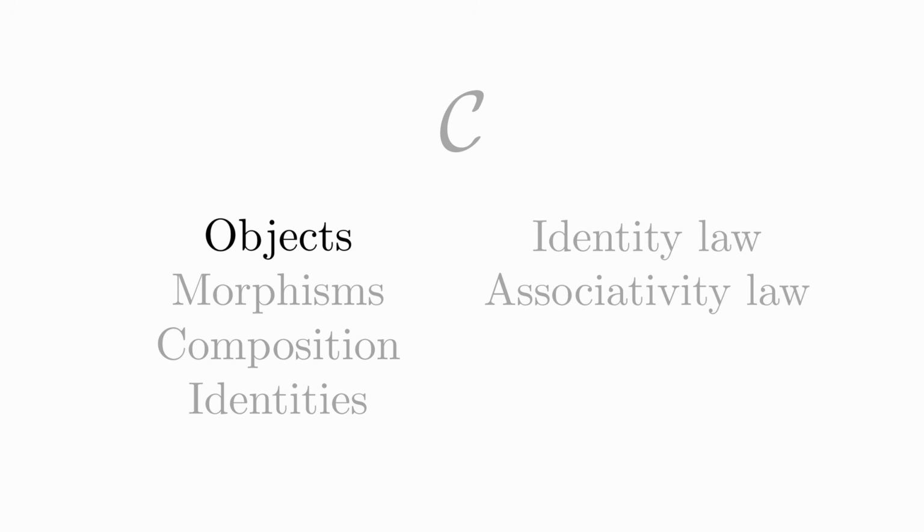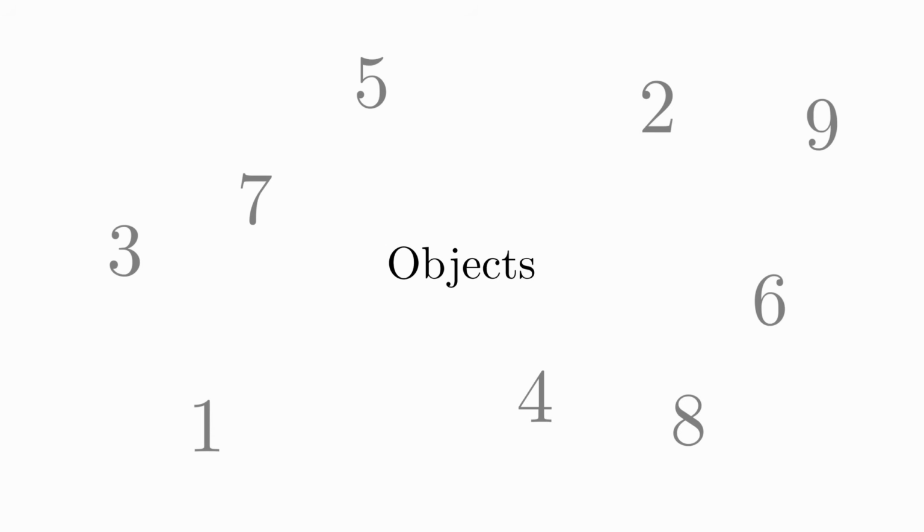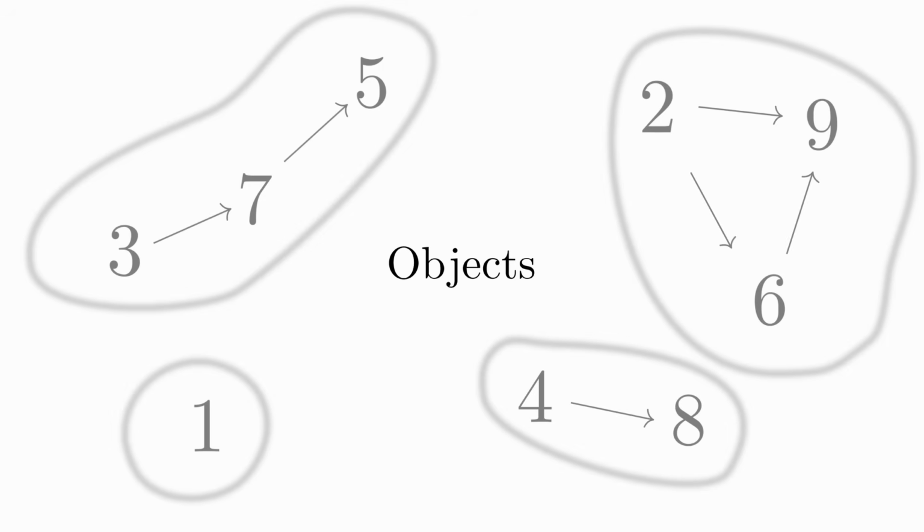Every category has a collection of objects. In principle, objects can be anything, though we generally take them to be mathematical things like numbers or collections of numbers with extra structure. We generally specify the objects of a category by writing them in a set.